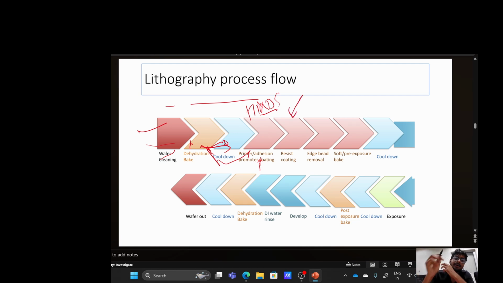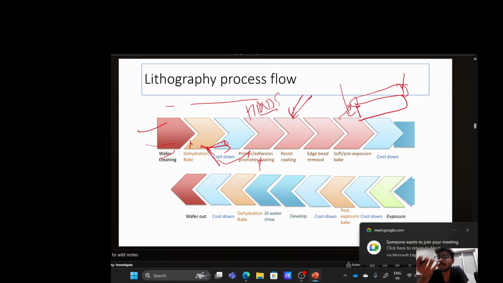After coating the resist, when we do the spin coating, there is a layer that we have deposited, and after that there are some edge beads, so you need to remove the edge beads. There is an edge bead removal step. And then the soft bake: after the coating of the resist, there is solvent in the resist, which is why you have done the coating.